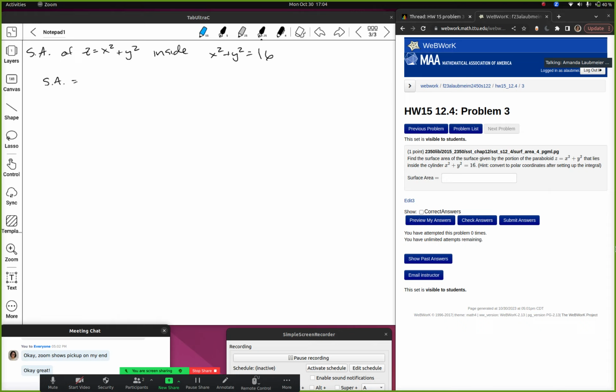So our surface area formula is going to be an integral over some 2D region R of root 1 plus fx squared plus fy squared dA. And in this case, for us, f is going to be that x squared plus y squared. It's the thing we want to find the surface area of. And R is going to be coming from the region we're considering the surface area over, or inside that circle, x squared plus y squared equals 16. And WebWork calls that a cylinder because a circle expanded into a third dimension is going to be a cylinder.